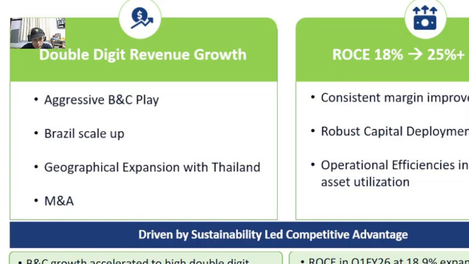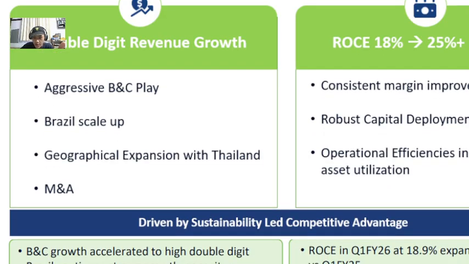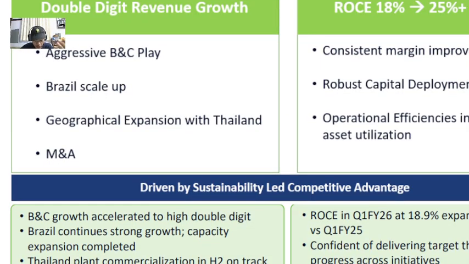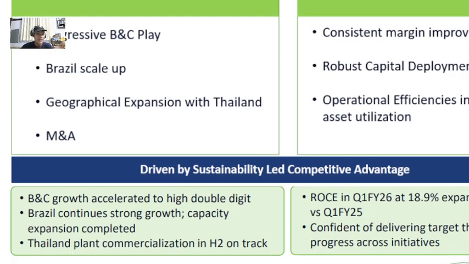And how? One is aggressive beauty and cosmetics, expanding more into beauty and cosmetics. Scaling up in Brazil, so geographical expansion. So Brazil, they're scaling up, which means they're already in Brazil and they're scaling up operations in Brazil. They're expanding in Thailand, so other geography, and they're looking at mergers and acquisitions.